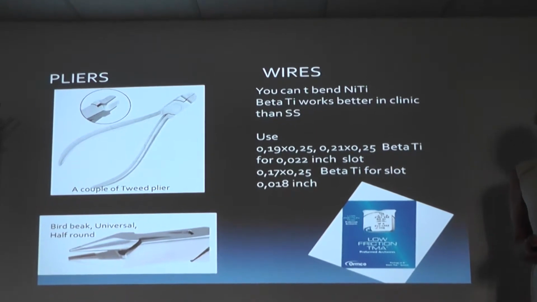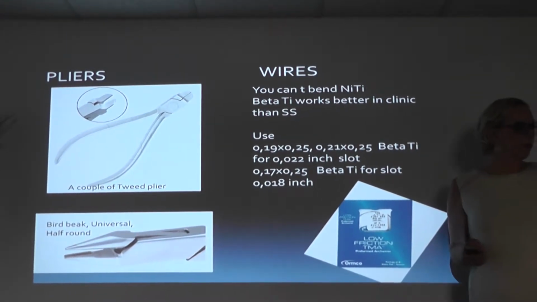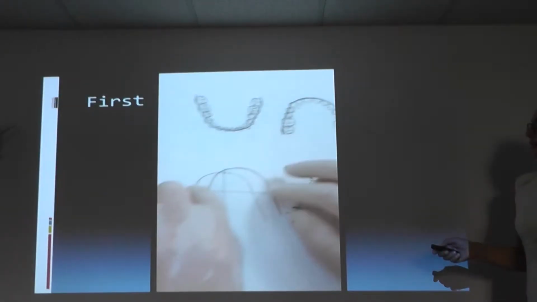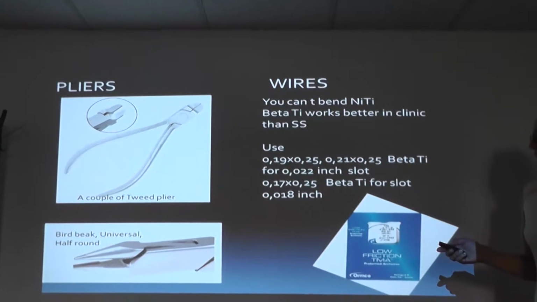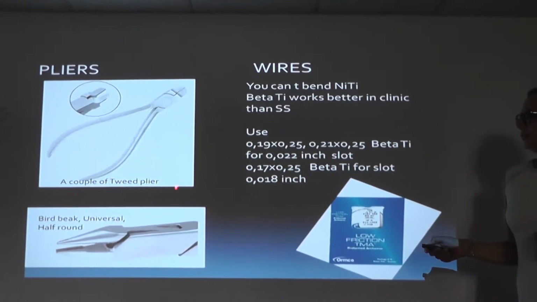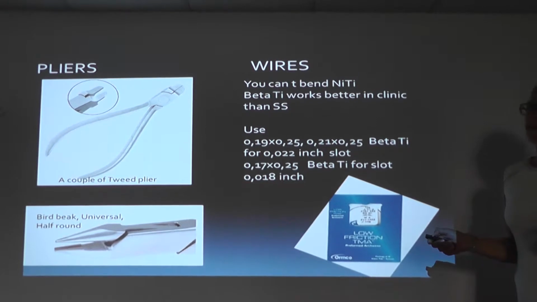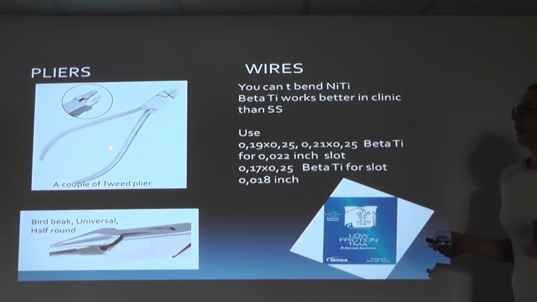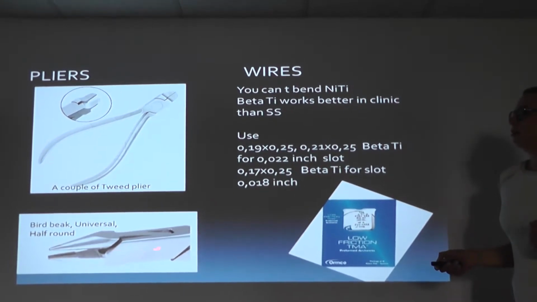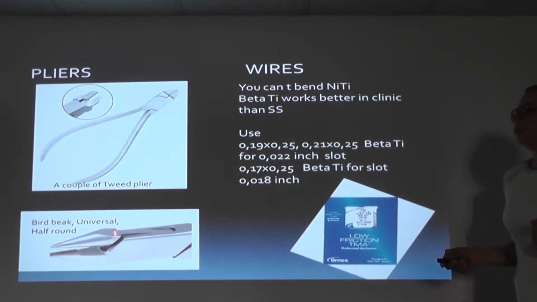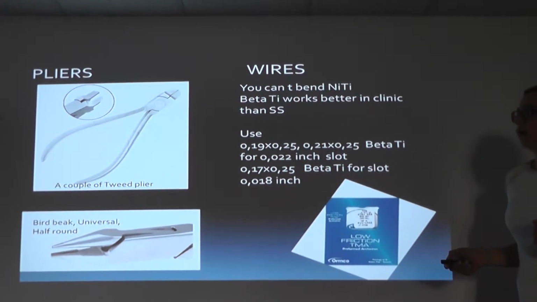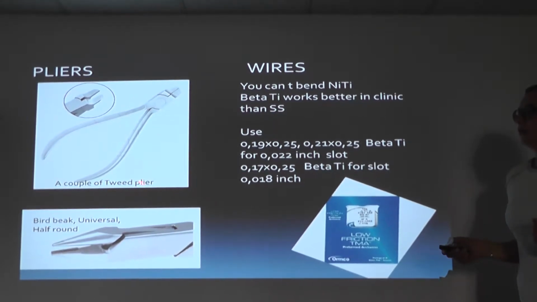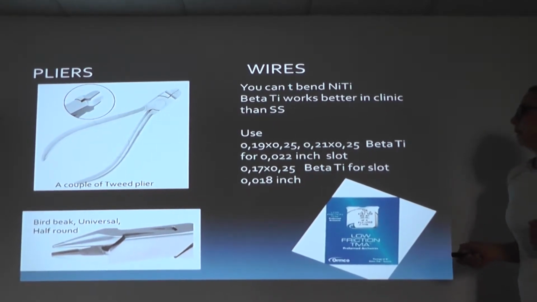For bending wire, we can bend all bends with this. This is a Tweed plier. They come in a couple, for torquing wire or making bends. And this is a bird beak, also known as universal, also known as half round plier, and we can do all bends with these three pliers.